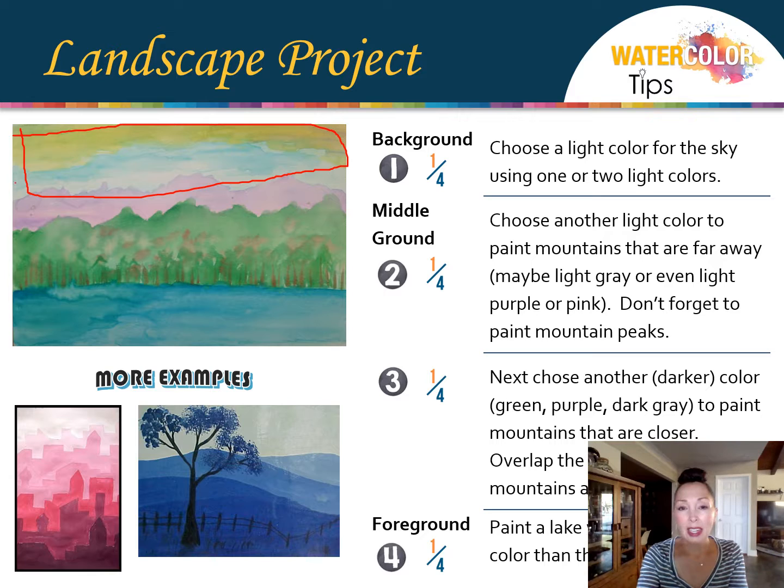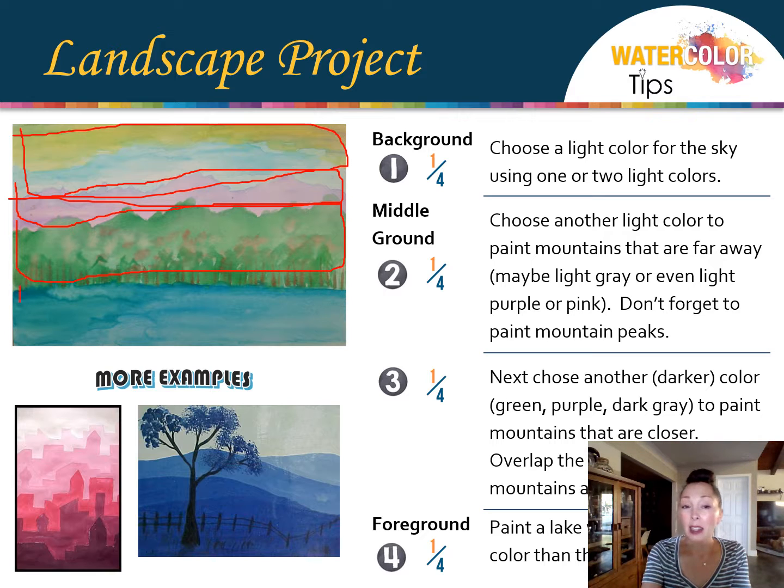And then they get into part of the middle ground that we have here. A quarter of this page is the middle ground. That's where the sky starts to turn a little bit. And then they can get into some mountains and some trees. So that's what we have here, some mountains with peaks and trees.